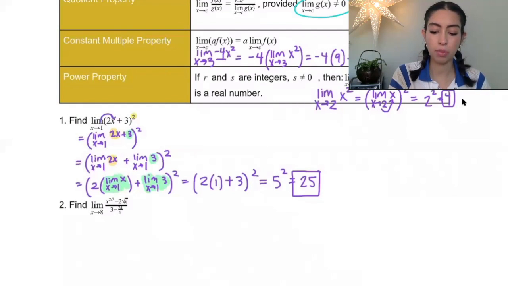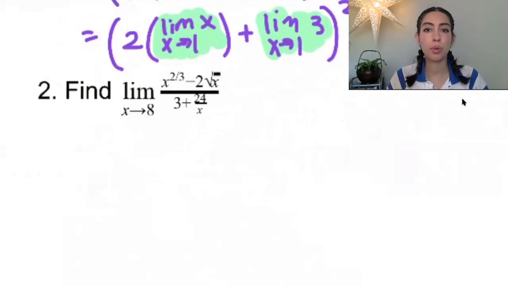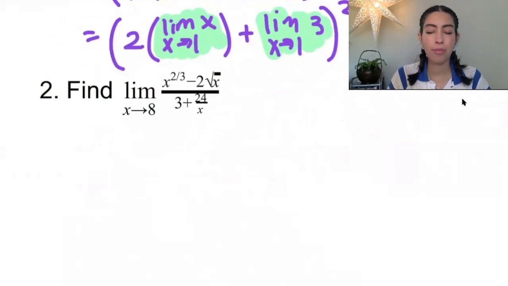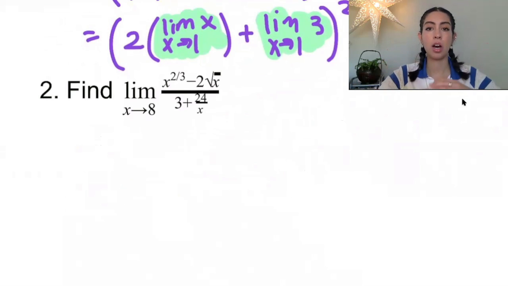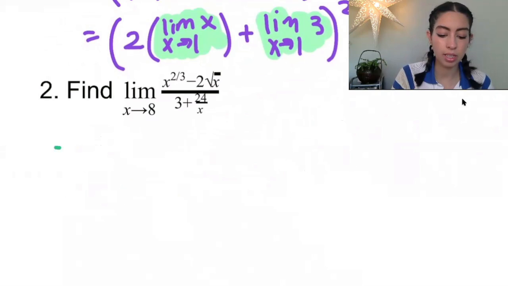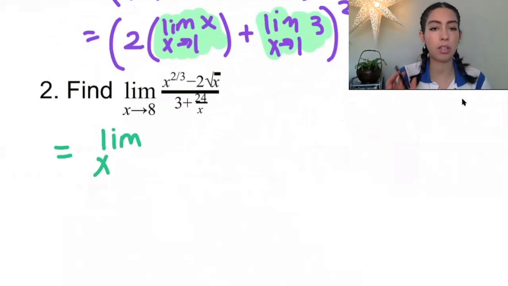And let's move on to the next problem. We've got the limit as x approaches 8 of this rational function here. So the first thing that I see that's just overwhelming this whole problem is the division, the quotient. So I'm going to break this down into two parts that are being divided.